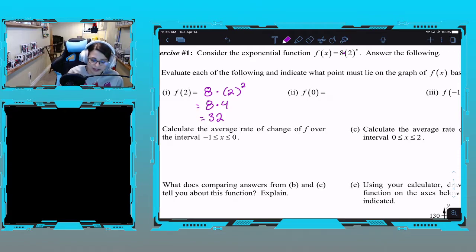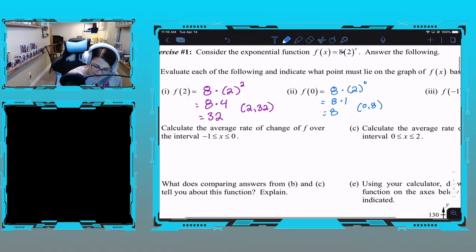And if you keep that in mind, that's really like we have the xy point 2, 32. Next, we want to do f of 0. We're going to have 8 times 2 to the 0 power. 2 to the 0 power is just 1. So 8 times 1, which is just 8. So that's really your point 0, 8. And if you think about the point 0, 8, if you were to graph that, it's actually going to be a y-intercept on the graph.